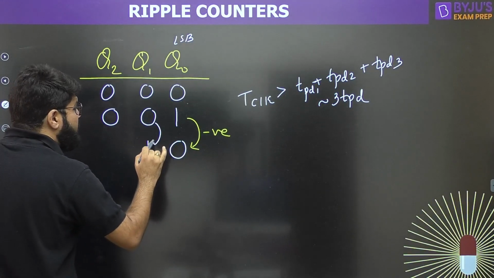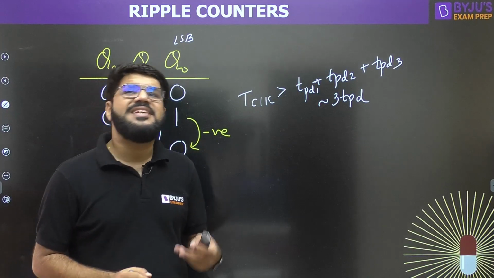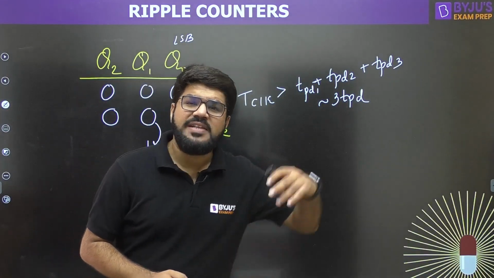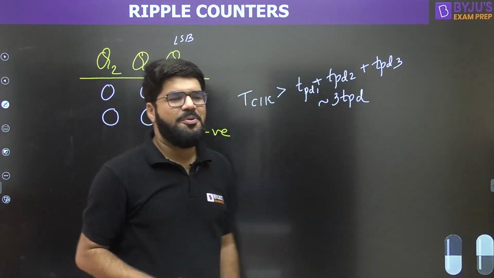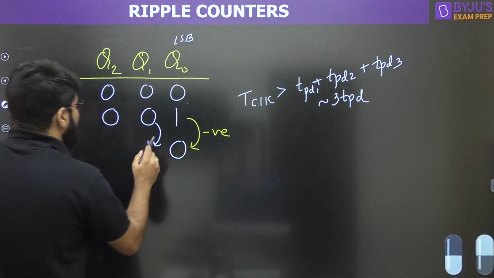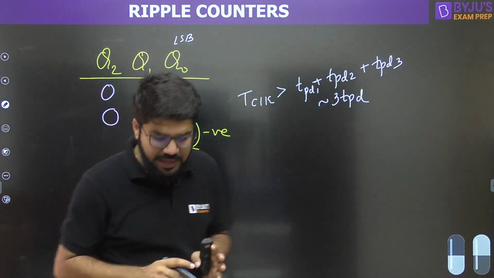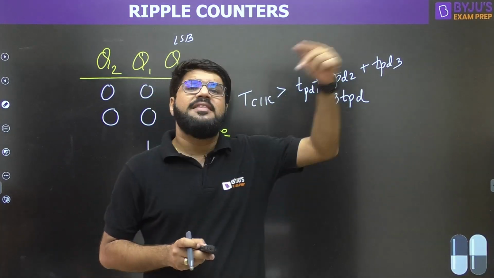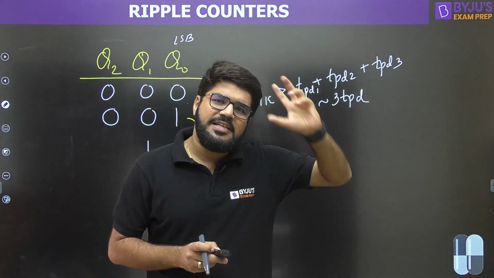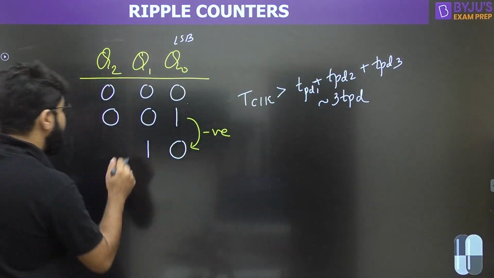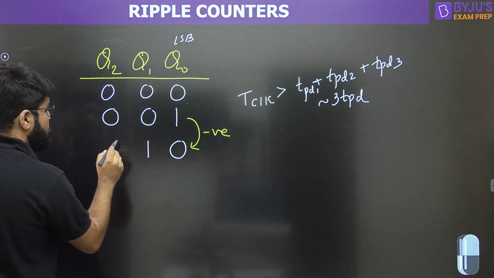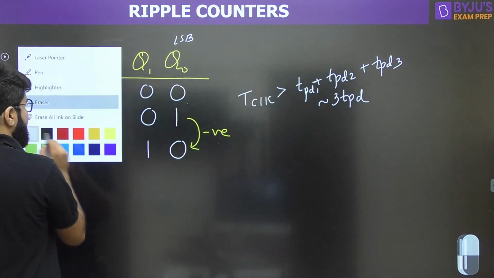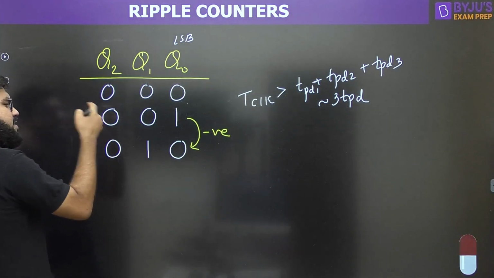But what is this type of transition on Q1? It is a positive edge, and on the positive edge, the next flip-flop will not respond. So that's what you have to keep doing. You have to notice the transition on every flip-flop. If it is a negative edge, the next flip-flop will toggle. Otherwise, the next flip-flop stays in the same state, right? So this is a positive edge, so the next flip-flop is still inactive and it will remain in its previous state.